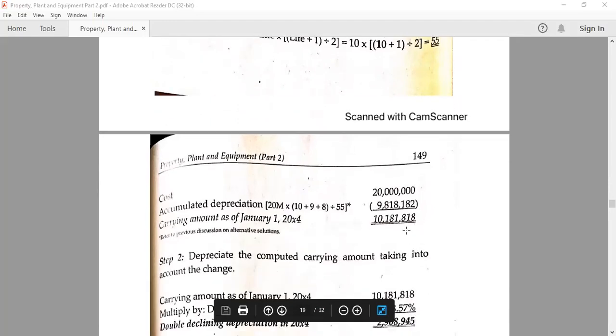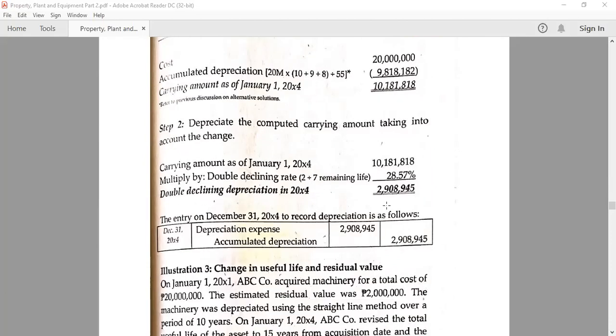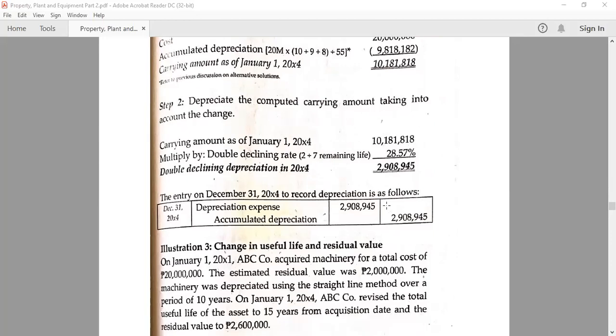And we get carrying amount. Whatever is the carrying amount, we now multiply with our double declining rate, knowing the remaining life is 7 years. So 2 divided by 7 is 28.57%, and we get the depreciation expense.